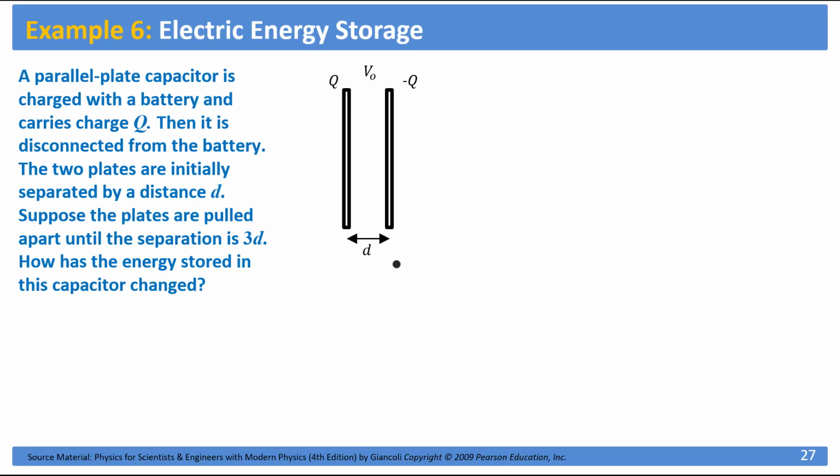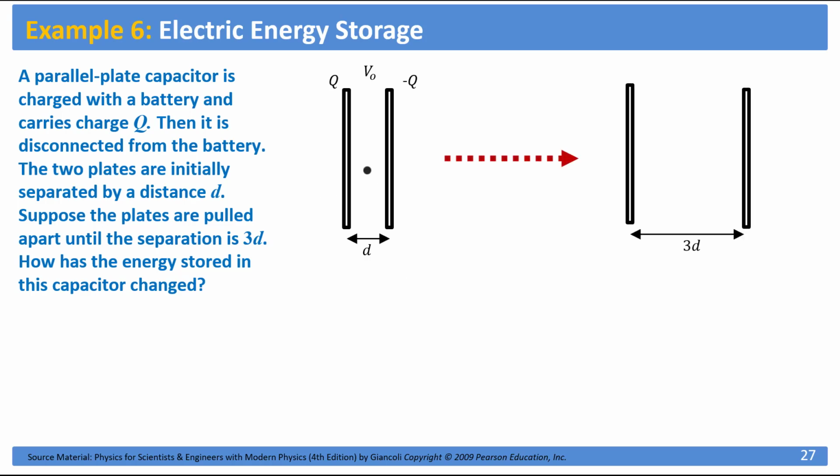In this problem, we first charge a parallel plate capacitor using a battery. When it is fully charged, it has a charge of Q and voltage V0 on it. And apparently once it is fully charged, we disconnect it from the battery and increase the separation between the plates from D to 3D. And the question is, how will the energy stored in the capacitor change? Will it increase, will it decrease, or will it remain the same? And if it does change, find the new energy.